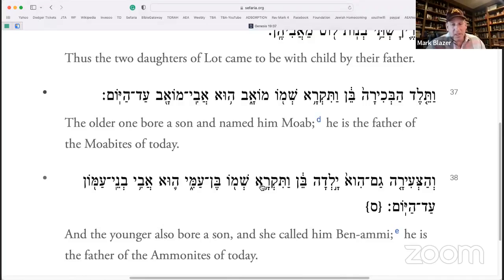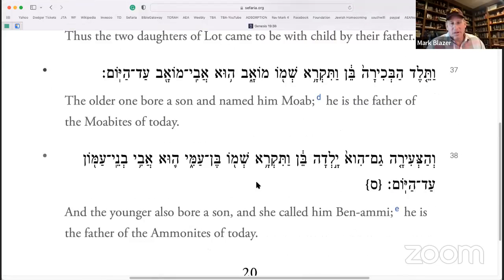It's upsetting. And more importantly, more than anything else, it's supposed to be making fun of the Moabites and the Ammonites of today. Okay, so the implication here is that Moabites and Ammonites are the descendants of an incestuous relationship.